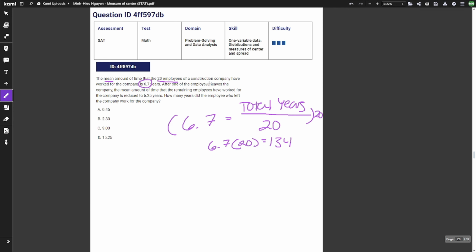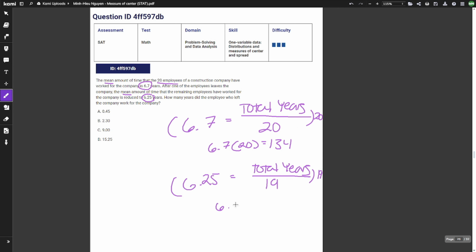And then we know that some random guy leaves, and now the mean is 6.25. So 6.25, which is our new mean, is equal to the total years minus that one random guy over the total number of employees, which is now 19. To find the total number of years without that guy, all we have to do is multiply by the denominator, which is 19. So 6.25 times 19 is equal to 118.75. So that means that 134 years minus that one employee who left is equal to this new number of years, which is 118.75.